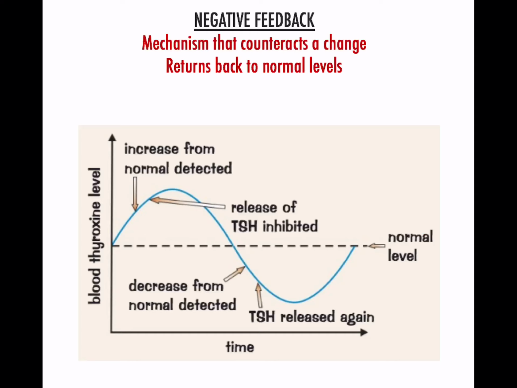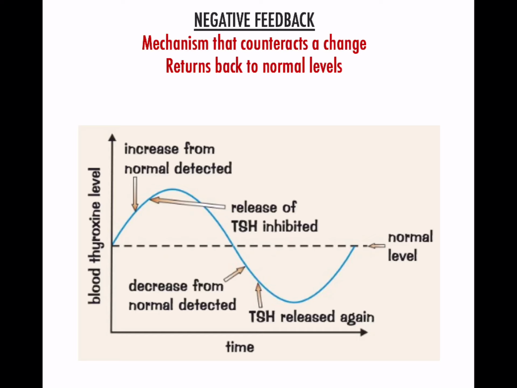Okay, negative feedback. Now, if they ask you to define it, the definition is mechanism that counteracts a change to return levels back to normal. So, for example, on this graph, you can see on the left, you have blood thyroxine levels, but it could be any other condition. It could be glucose or temperature or water. And you can see the dotted line is the normal level. So, for example, let's say for some reason, the thyroxine level goes up above normal. Negative feedback will cause that to go back down to normal. And let's say it goes back down, again, negative feedback will cause it to go back up.